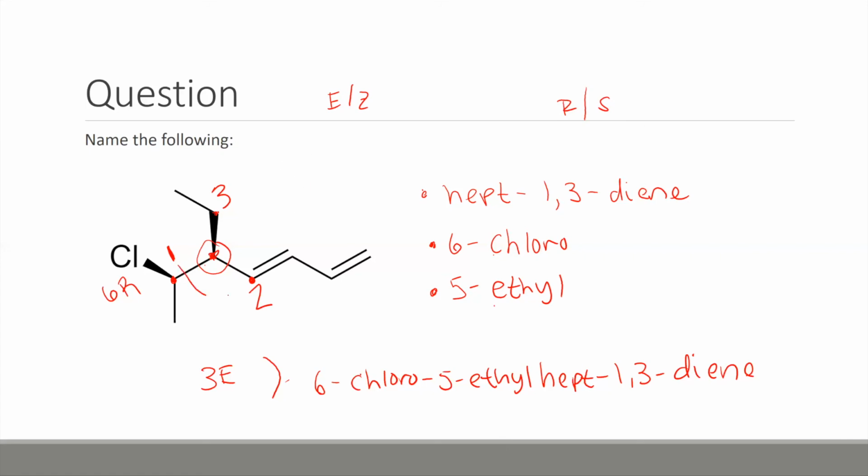Now, if we look at rotation here, this is going to be in the anti-clockwise rotation, which means that it is S. And this is on position number 5.